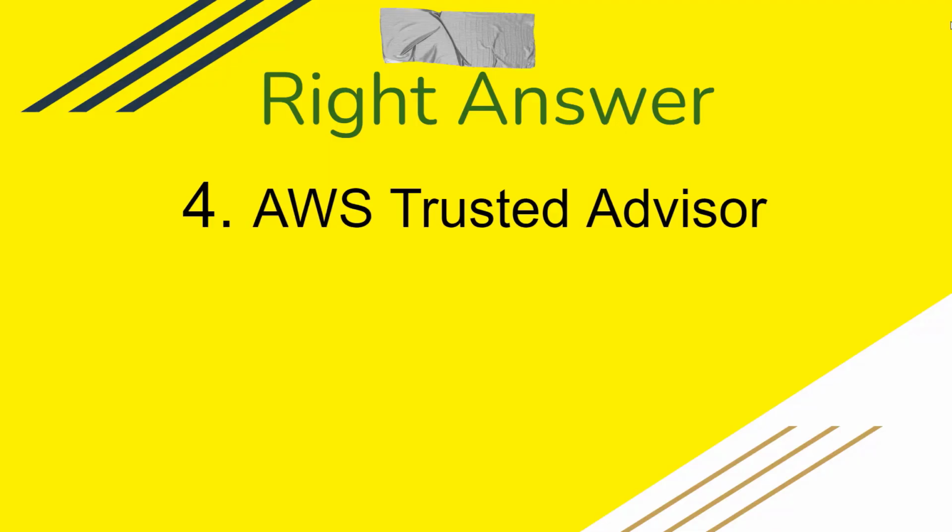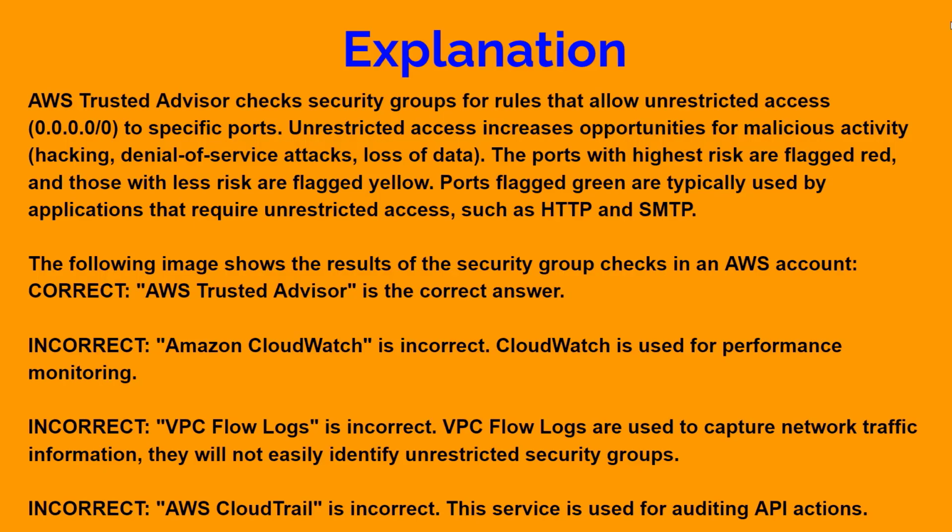Right answer is 4. AWS Trusted Advisor. Explanation. AWS Trusted Advisor checks security groups for rules that allow unrestricted access 0.0.0.0/0 to specific ports. Unrestricted access increases opportunities for malicious activity, hacking, denial of service attacks, loss of data. The ports with highest risk are flagged red, and those with less risk are flagged yellow.